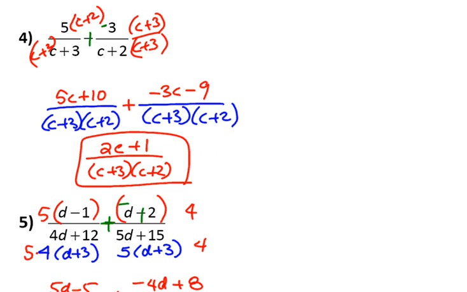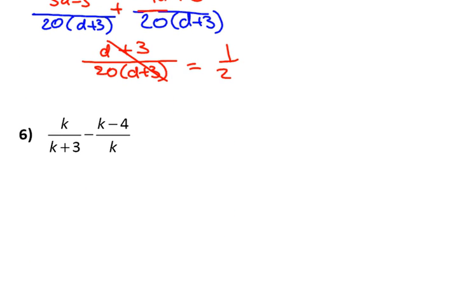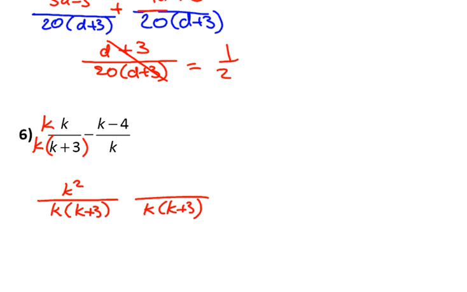Can I skip one? Let's go back. Number 6. So let's do our LCD really quick. The LCD is going to have a k and a k plus 3 in it. For the first one, I'm going to multiply by k over k. So that's going to give me k squared. Again, it's a minus, so we're going to do plus the opposite. Change both of those. And that's going to give me a plus. I'm multiplying this by k plus 3.